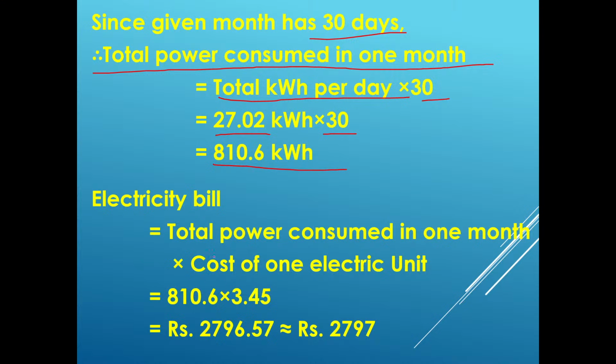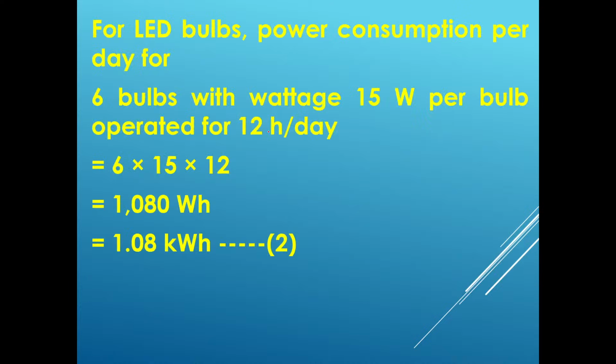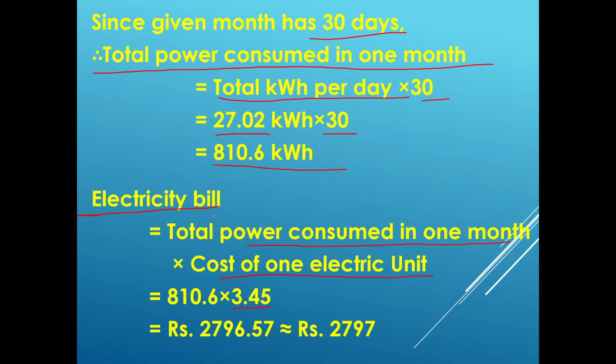So what is the electricity bill? The bill is the total power consumed for 1 month into the cost of one electric unit. The cost of one electric unit is mentioned in the question itself: rupees 3.45. Whatever electrical energy is consumed per month in kilowatt hour, you just multiply with 3.45, you will get 2796.57, which is approximately equal to 2797 rupees.